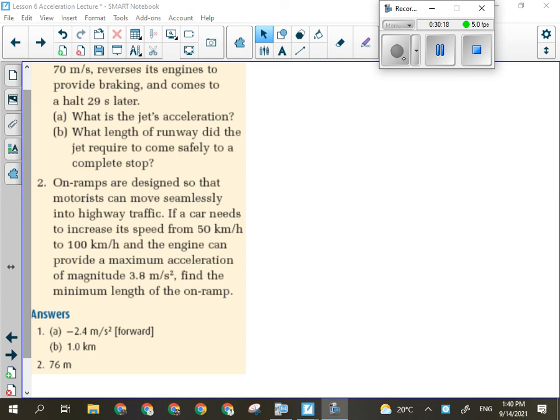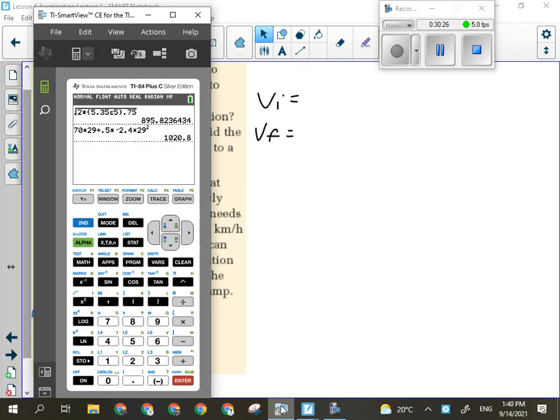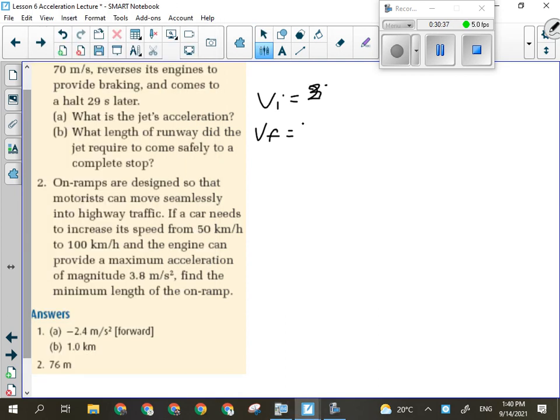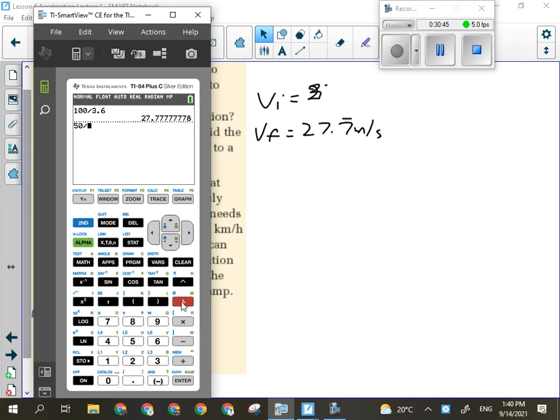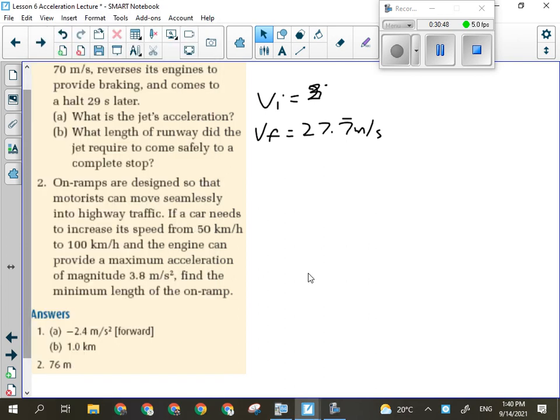Rant over. Okay. So we've got VI and we've got VF, but they gave them to us in kilometers per hour, so we need to convert them first into meters per second. So 100 divided by 3.6 is going to be our 27.7. Oh, sorry, that's VF. 27.7 meters per second, and then our VI would be half of that. 50 divided by 3.6, so 13.8 repeating meters per second, and the acceleration is 3.8 meters per second squared.